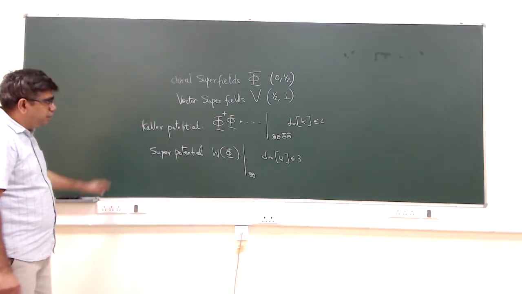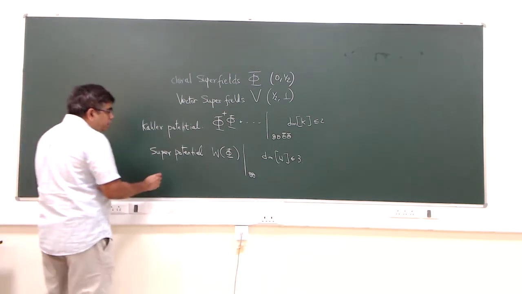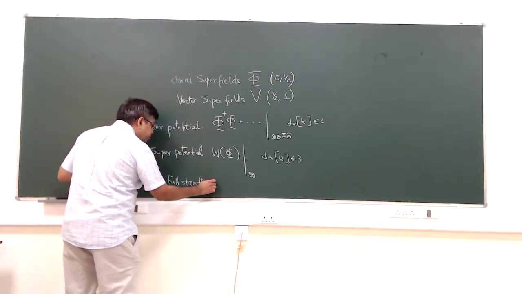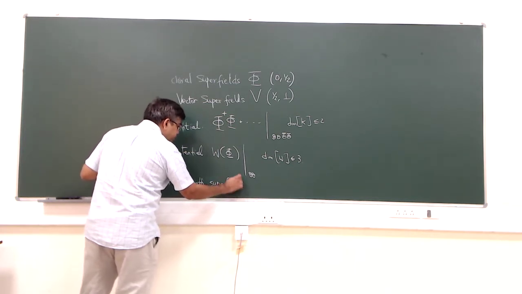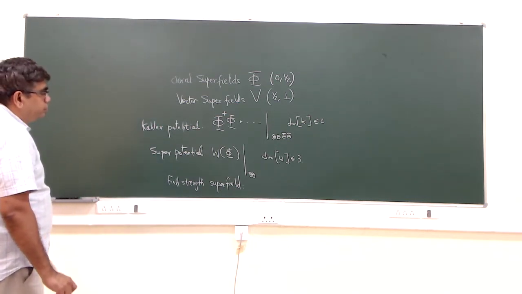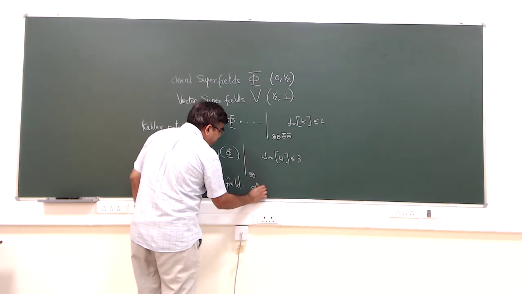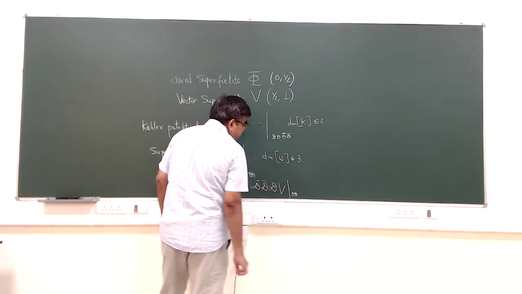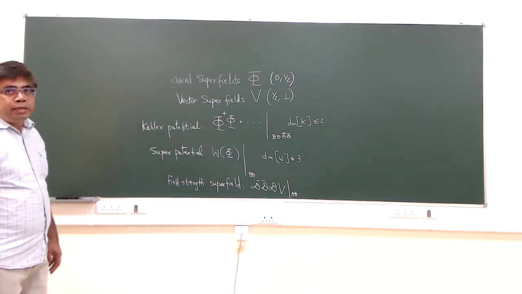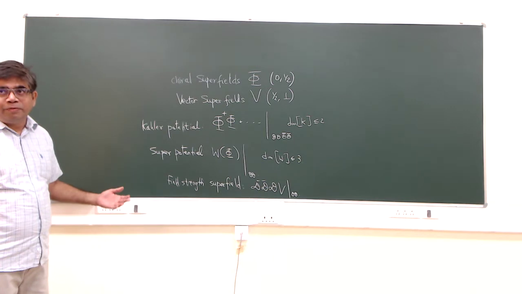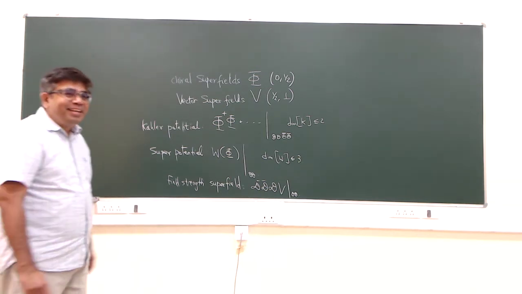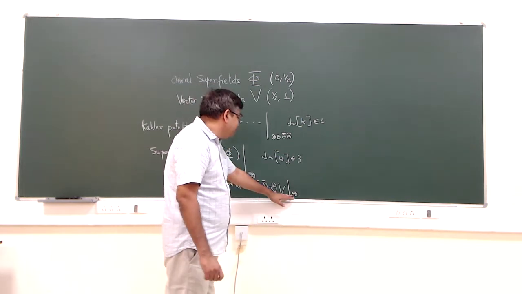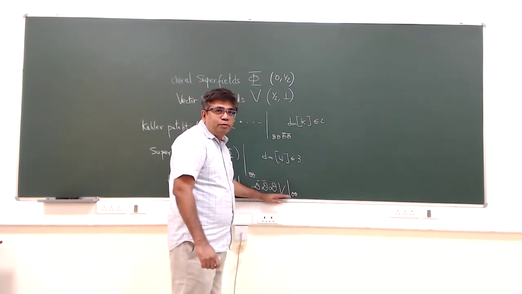Sorry. So this is the superpotential. And then there is one more, the field strength superfield, which is a derivative, or rather it is derived from the vector superfield. Okay, from the vector superfield. So this is given by the vector superfield, and it acts like a chiral superfield, and you take the theta theta component.